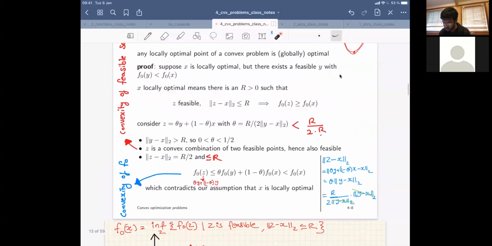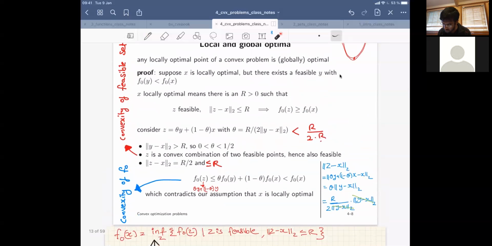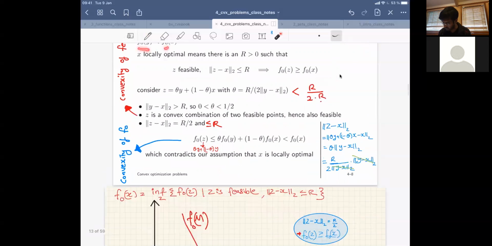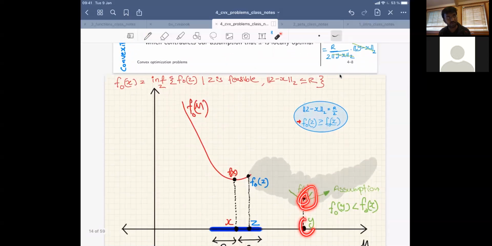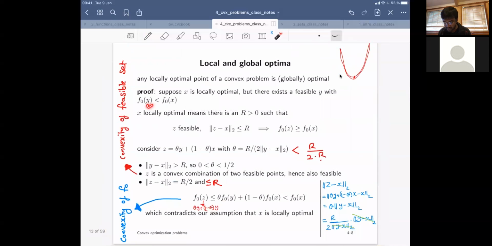Now what I do is I construct, I pick a new point z. So I know that x and y are feasible. What is x and y? x is the local optimal point, and I'm saying that there is a y such that f of y takes a value less than x. Now since I know that x and y are feasible, I can pick a point z as a convex combination of x and y. That also will be feasible, right? By the definition of convexity of the feasible region.